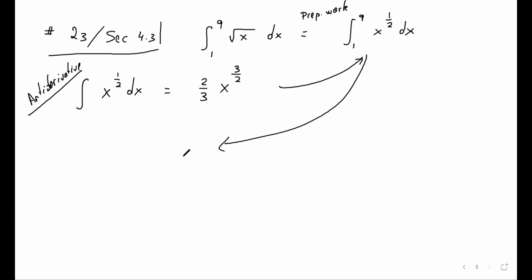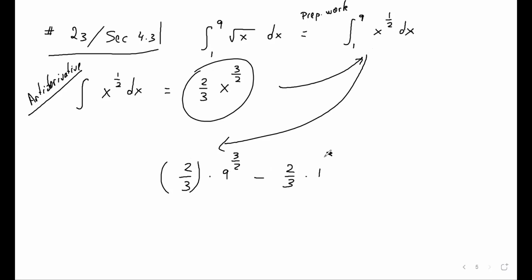As I said, we just take that and we substitute and we get the numbers here. So this is going to end up being 2/3 times 9 to the 3/2. So we substitute 9 first, right? And then we substitute 1 in the formula here. So minus 2/3 times 1 to the 3/2. Now, 9 to the 3/2 is easy to evaluate, actually. It is 9 to the 1/2 cubed. 9 to the 1/2 is the square root of 9, or 3. So that's going to be 3 cubed, or 27, over here, minus 2/3 times 1.